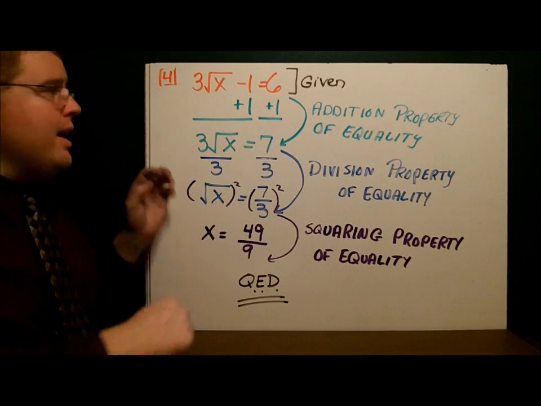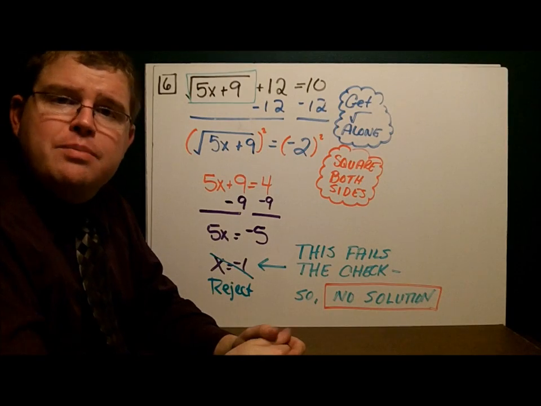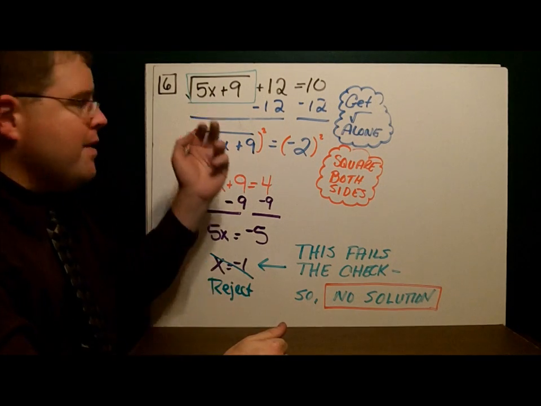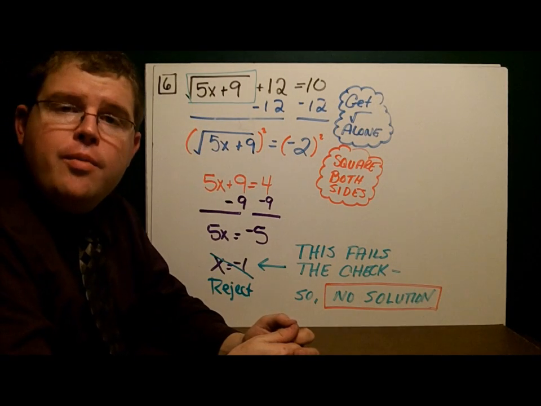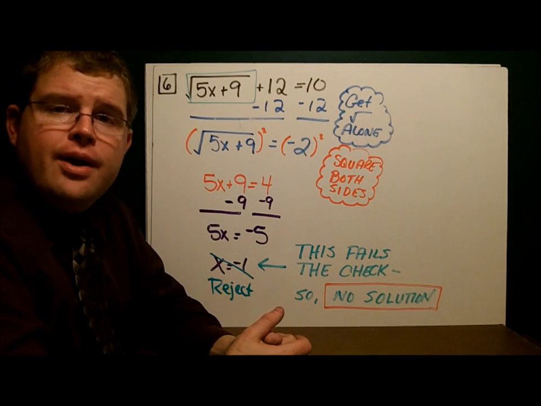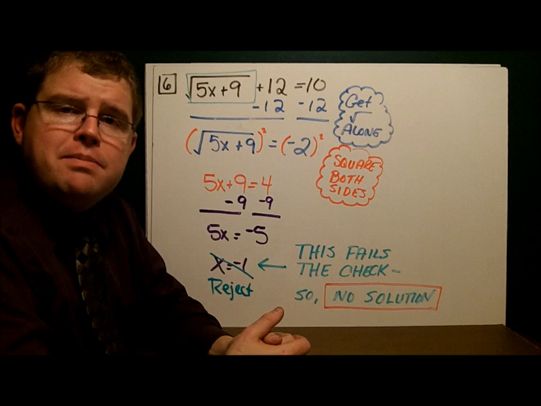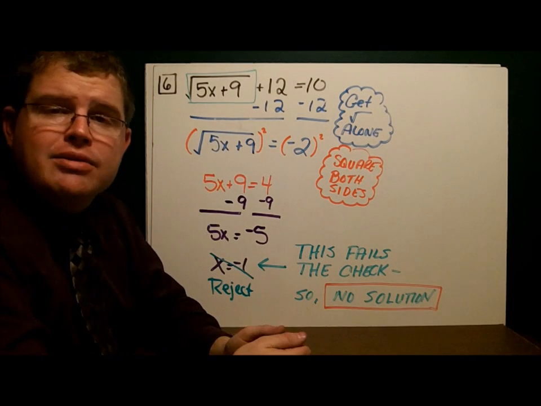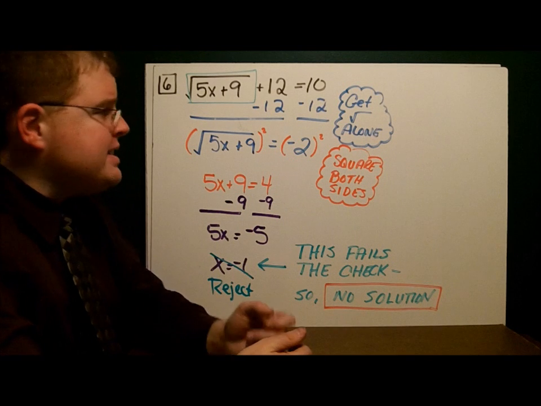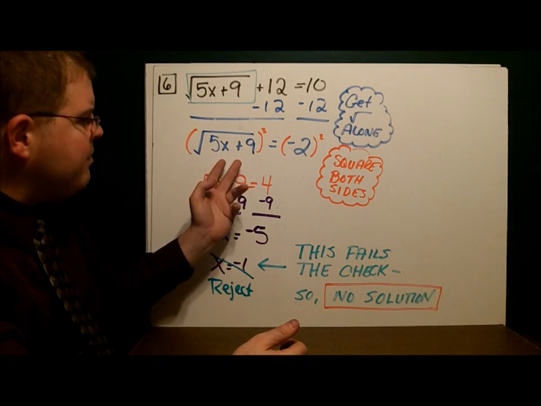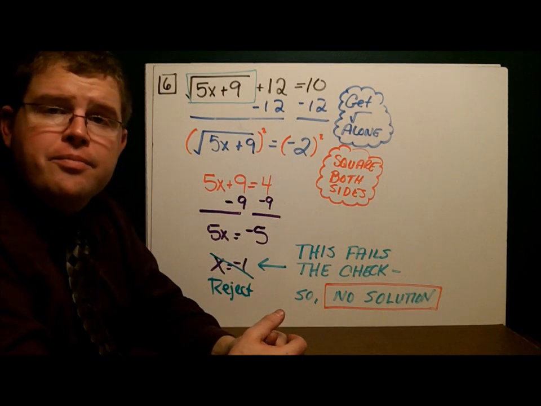Let's take a look at another example. Here in example 6, we have something a little bit different. We have under our square root a 5x plus 9. We want to get the square root alone, and that includes everything that's under it. That whole thing comes as a package. So we'll begin by getting rid of this 12 that's on the outside. We'll subtract it from both sides. That gives us the square root of 5x plus 9 equals -2.